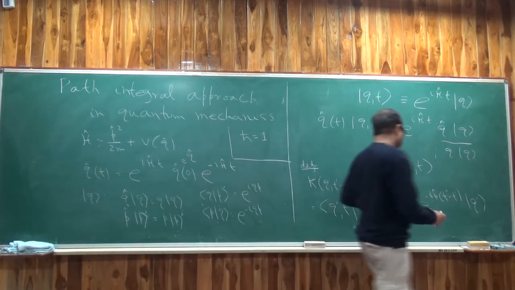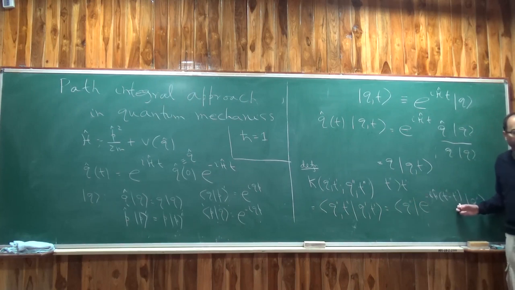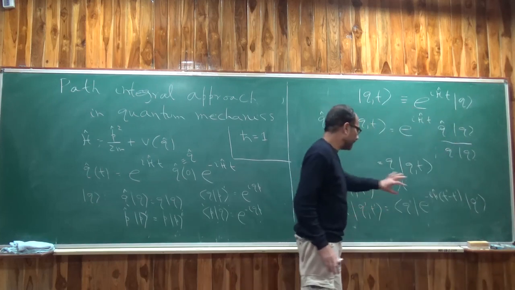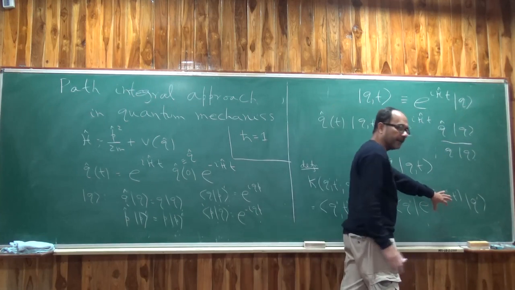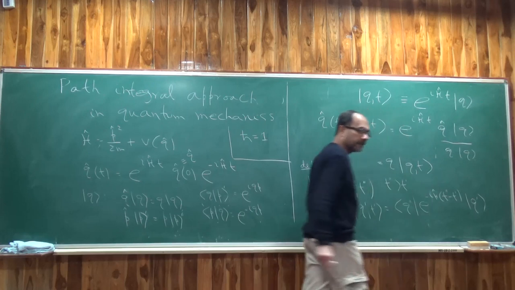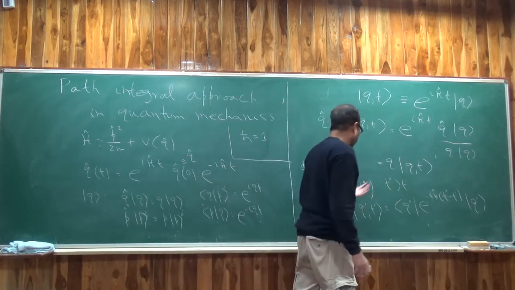So what we'll do now is, of course, if you know the Hamiltonian, we can in principle calculate this. But what we will do now is to give an expression for this that is based on the path integral approach. We will start with this and manipulate it to write it in a form which looks like integration over paths. And then we will generalize this to more complicated objects.